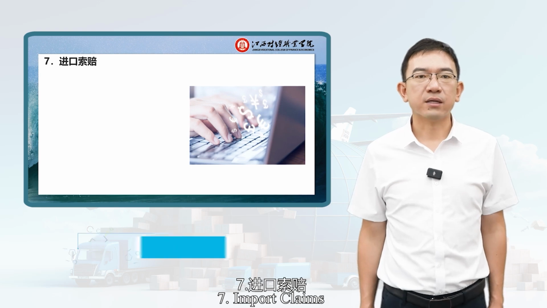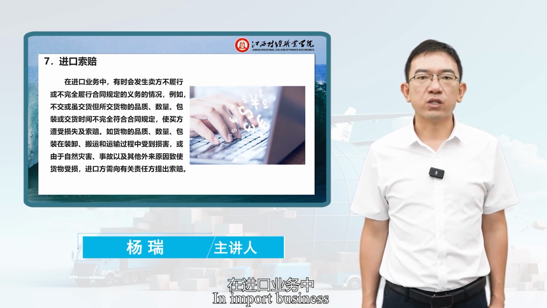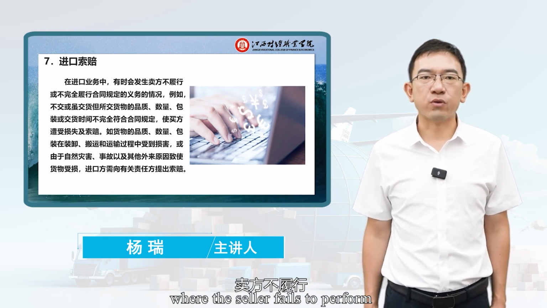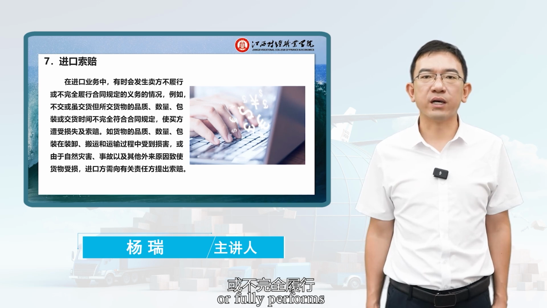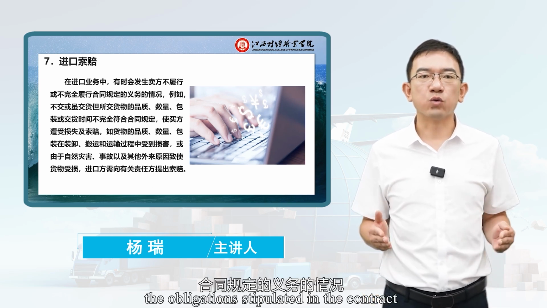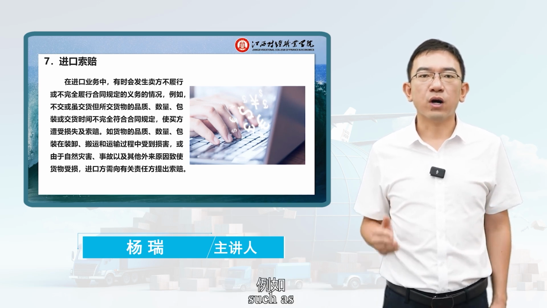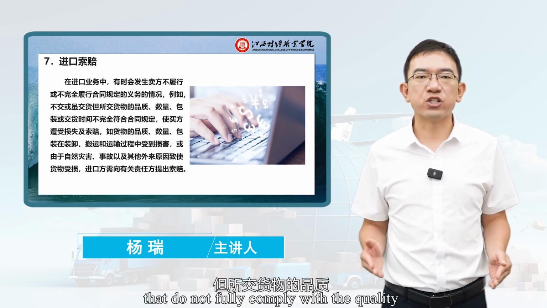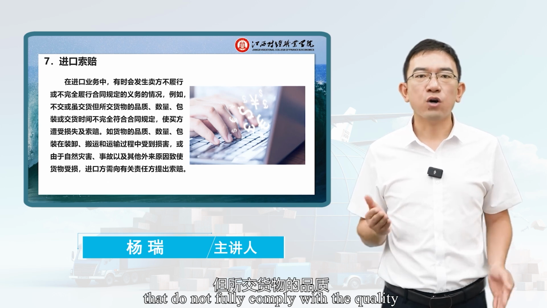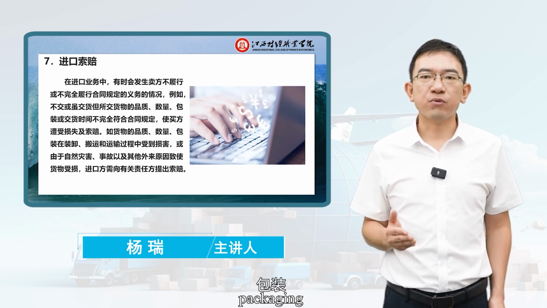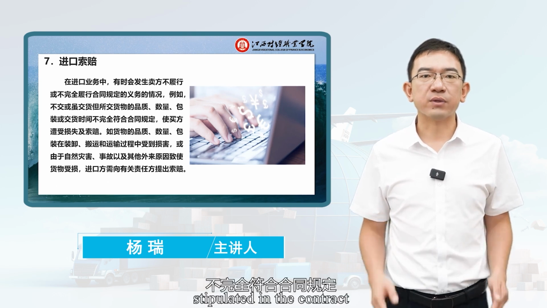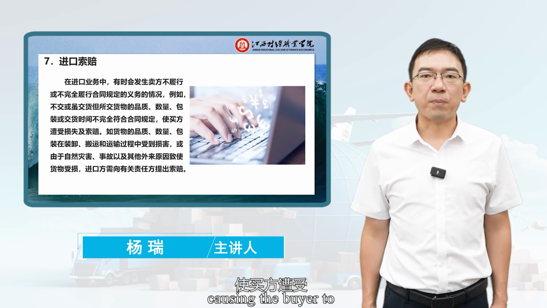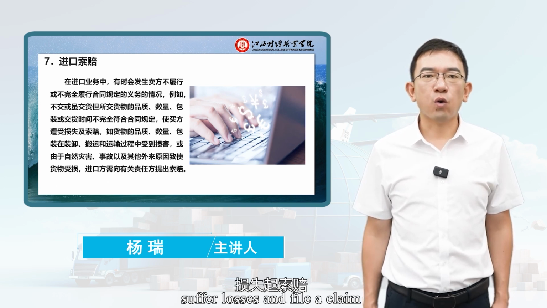7. Import claims. In import business, sometimes there may be situations where the seller fails to perform or fully perform the obligations stipulated in the contract, such as not delivering or delivering goods that do not fully comply with the quality, quantity, packaging, or delivery time stipulated in the contract, causing the buyer to suffer losses and file a claim.